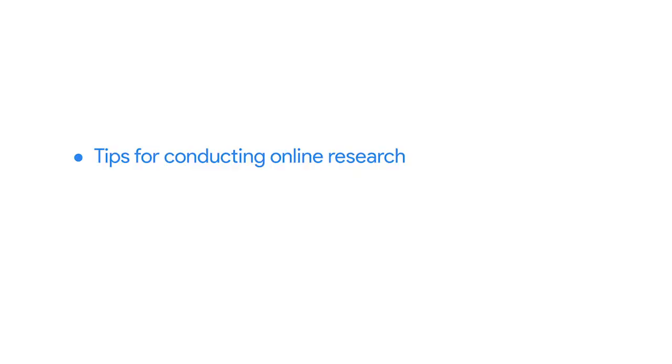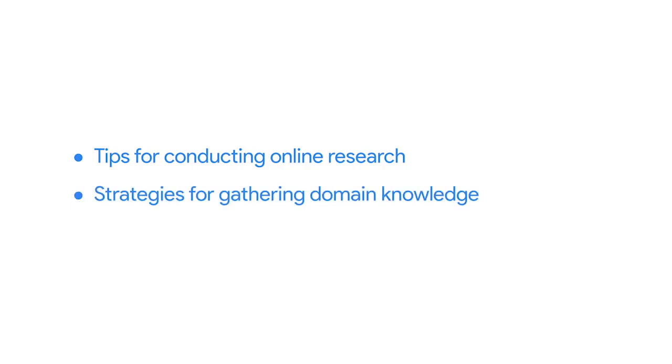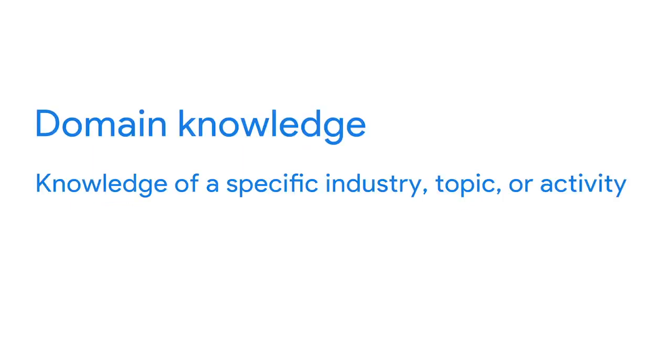Welcome back. By now, you should have analyzed existing project documentation to identify a list of tasks related to the Sauce and Spoon tablet pilot. In this video, I'll share a few tips for conducting online research, which is a helpful strategy for gathering domain knowledge. Domain knowledge refers to knowledge of a specific industry, topic, or activity. If you're unfamiliar with a new project's domain, then analyzing supporting project documentation will help you broaden your knowledge.